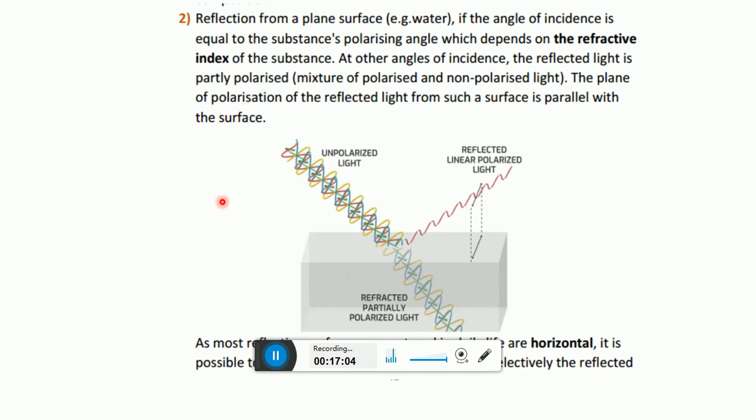Light is also polarized on reflection from a plane surface such as water, if the angle of incidence is equal to the polarizing angle for the substance. The polarizing angle is dependent on the refractive index of the substance comprising the reflecting surface. At other angles of incidence, the reflected light is partly polarized, for example, a mixture of polarized and non-polarized light. Furthermore, the plane of polarization of the reflected light from such a surface is parallel with the surface.